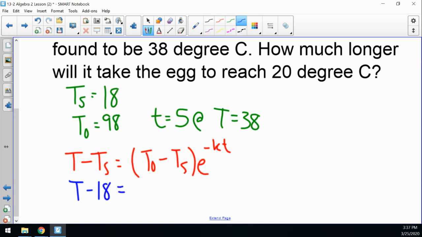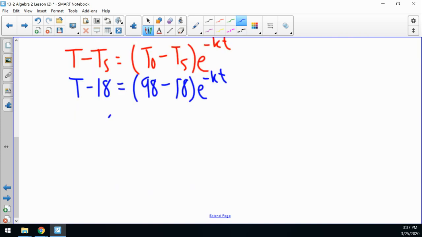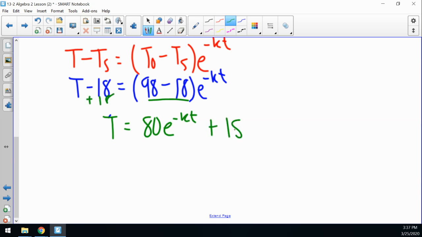That's from the running water. Our original amount is 98, and again, we're taking the 18 degrees from it, e to the negative kt power. So we end up finding out that T is equal to, well, 98 minus 18 is 80, e to the negative kt power, and then I'm going to add 18 to it, so plus 18. That's what T is right there. Then we said when t is equal to 5, I'll just say check mark there. That's when I know what T is.